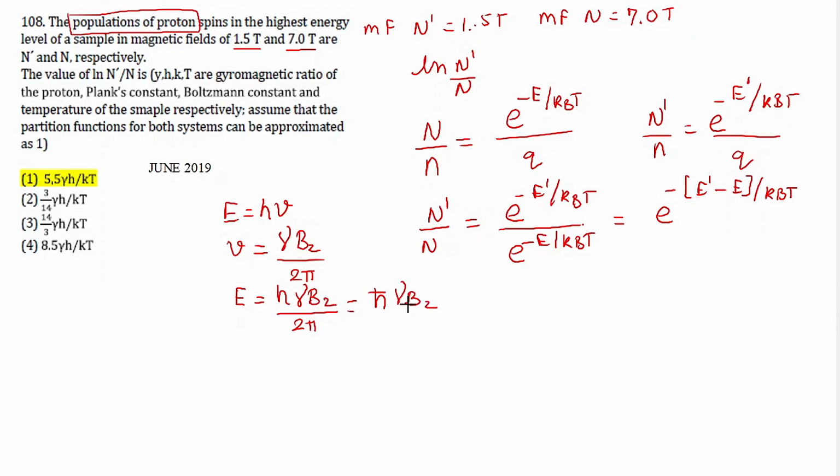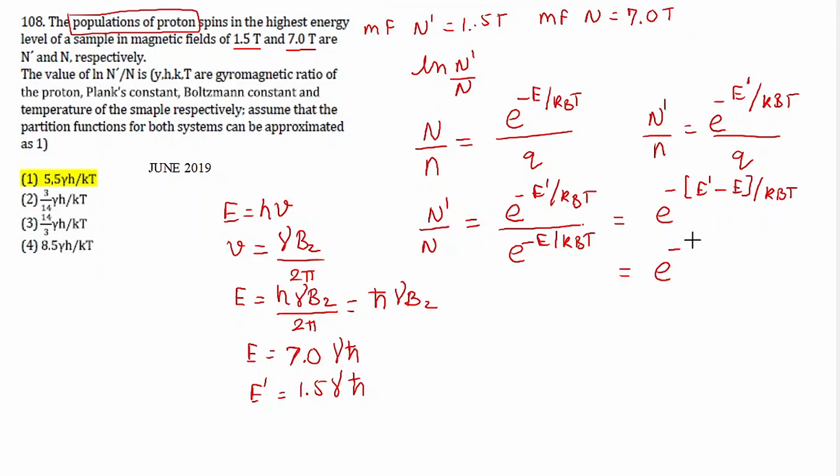Now Bz is the magnetic field. Okay, Bz is the magnetic field. So for N dash the magnetic field is 1.5, and for N it is 7. So the value of E, for N it will be 7.0 gamma h cut, and the value of E dash will be 1.5 gamma h cut.